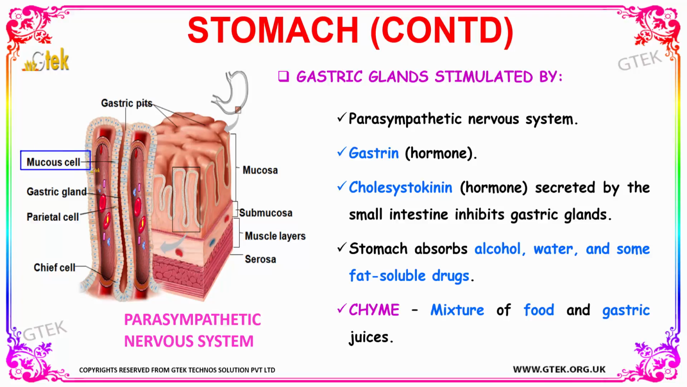The mucous cells can be found in the magnified region over here. And in the gastric glands, your parietal cell and your chief cell are present in the mucosa layer. The term chyme is used for mentioning the mixture of food and gastric juices. So this forms your parasympathetic nervous system.